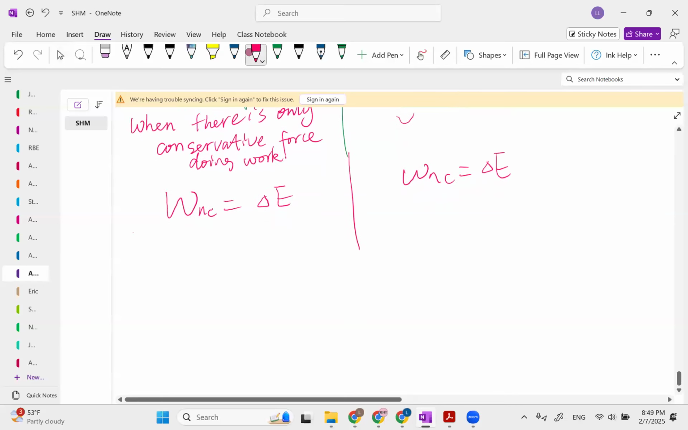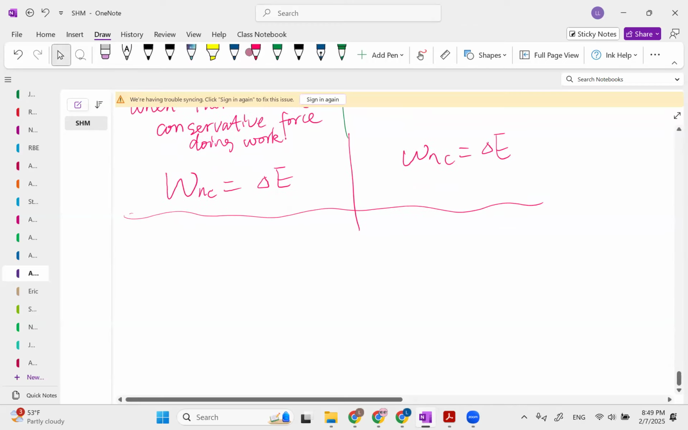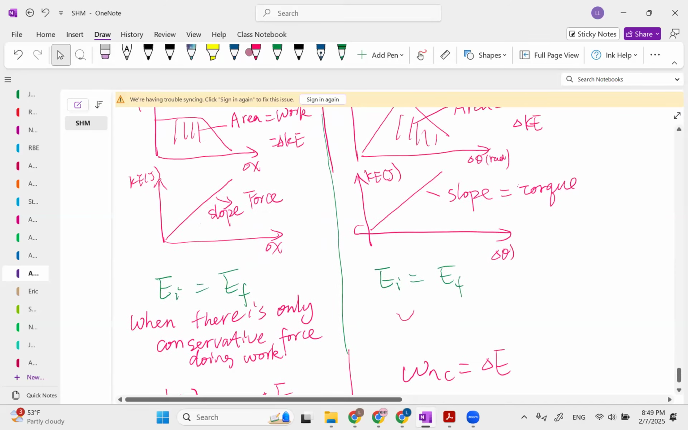And anything else? Work and energy. So this is a key concept. We put it together here, right? Any questions so far? Work and energy.